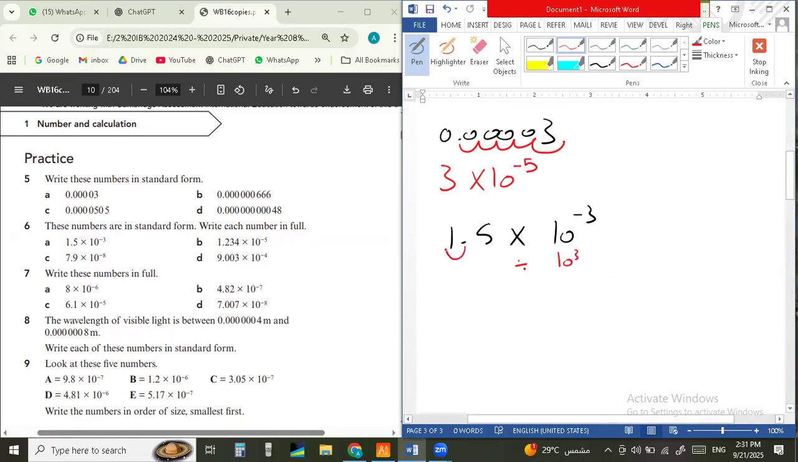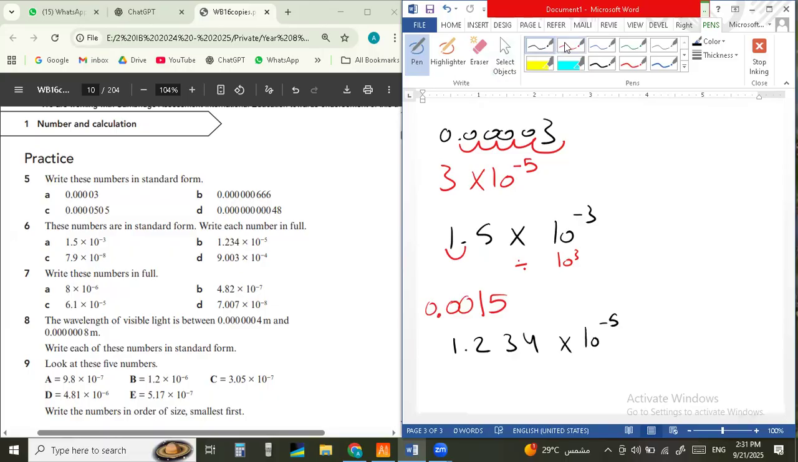So 1, I already have 1. I need 2 more, then put the point. 5, I have already 1 digit, but I need 2 more, Mister. Then put the point. Thank you. Let's answer another question here. Let's say, for example, 1.234 times 10 to the power of -5.